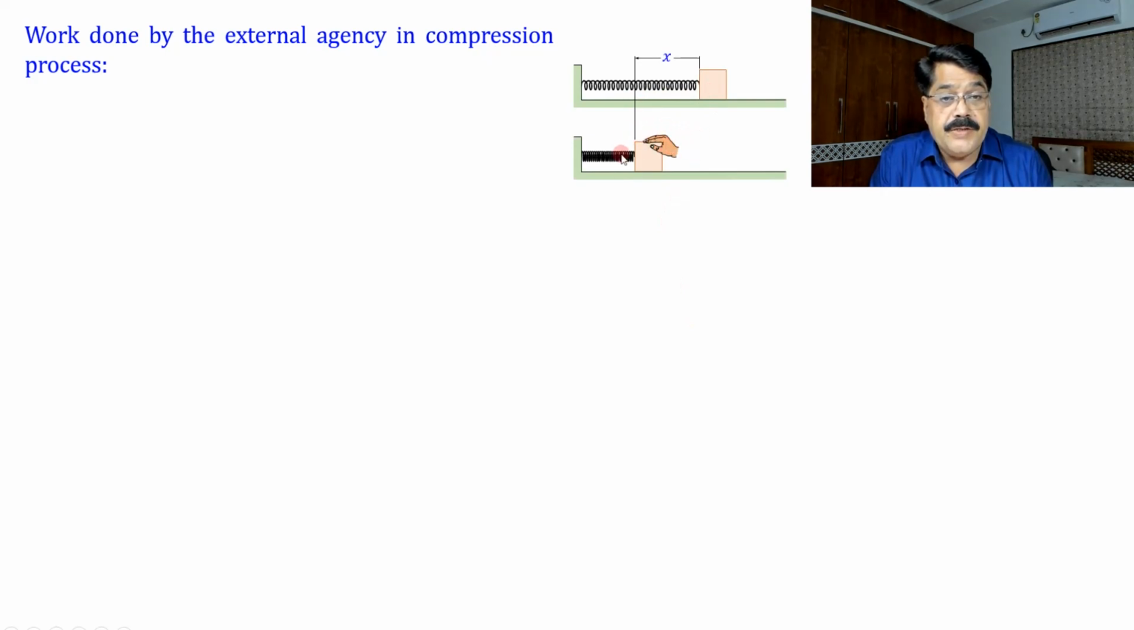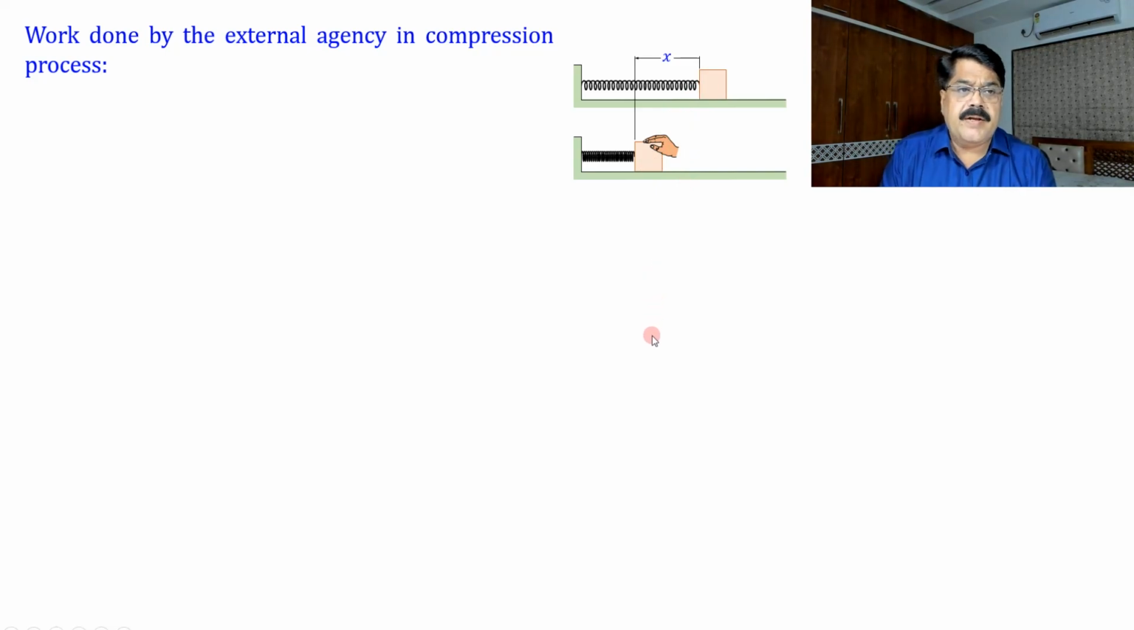the forces acting on the block are gravity, normal reaction, spring force, friction, and the applied force. Of course, in the compression process, gravity and normal reaction are not doing any work because they are normal to the displacement. But the external agency is doing work, the spring force is doing work, and friction is doing work. Now you can see the spring force is opposite to displacement, so it will do negative work. Similarly, friction is opposite to displacement, so it will do negative work.